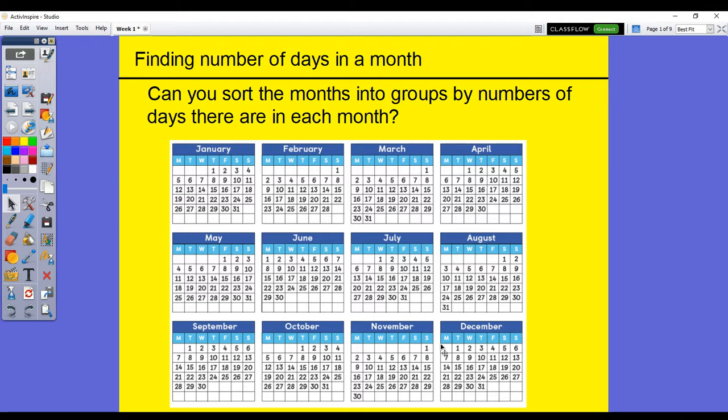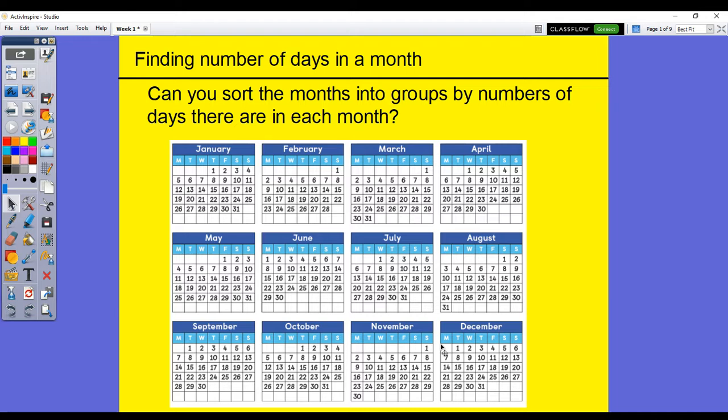If you didn't manage to complete the quiz on Friday, please scroll down the page and complete this before you start this lesson. So we're starting our new unit, which is time. For the next couple of days, we're going to be looking at how many days there are in a month. So the first question I have for you: can you sort the months into groups by numbers of days there are in each month?